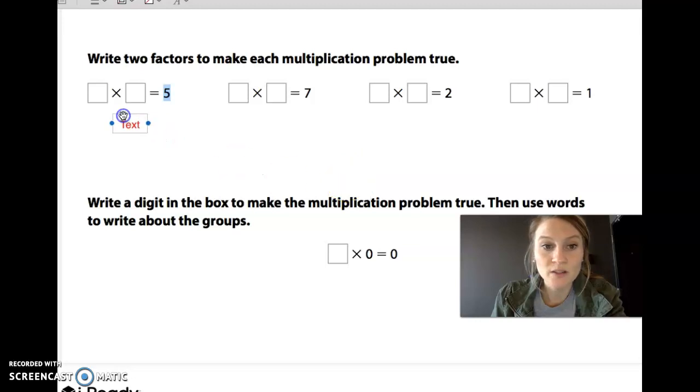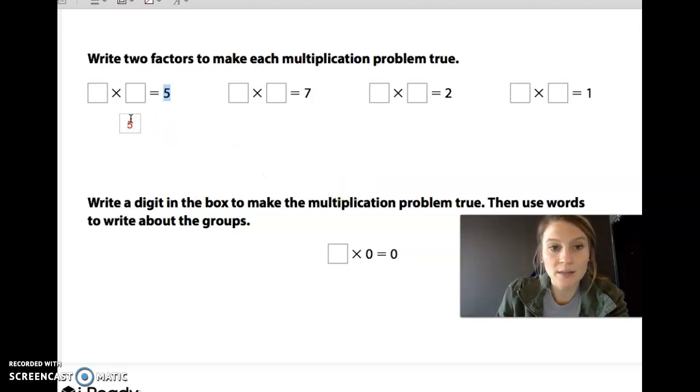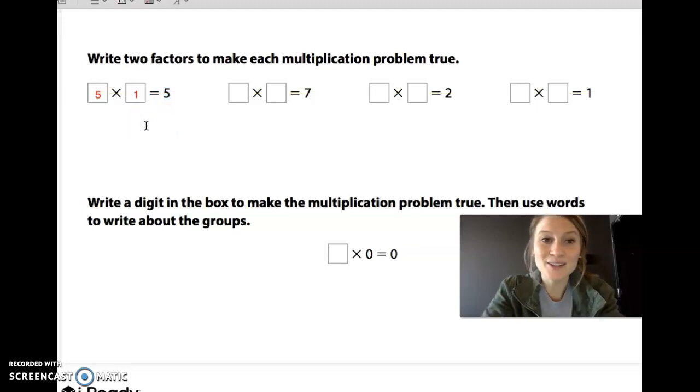A good place to start is always start with that same number. So 5 times what equals 5? Remember, it's that trick. 5, anything times 1 equals that other number. Now it's true. 5 times 1 equals 5. So see if you can try that. Do the 1 trick for the rest of these.